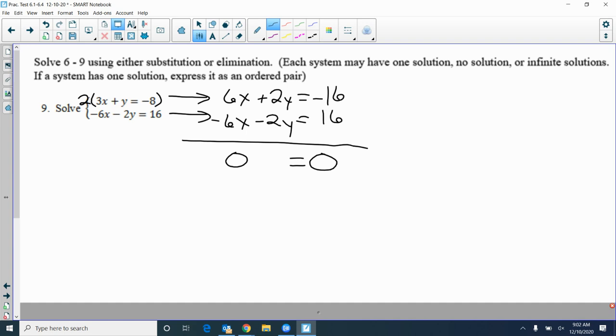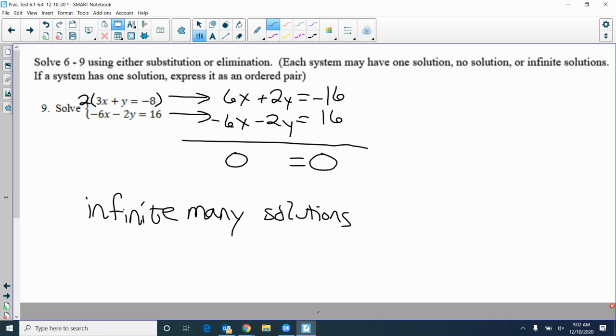So what does that mean? One solution. Infinite. Infinite solutions. So infinite, many solutions. All right, so if I graph those, or even if I solved them for y, you would see they would end up being the same line. Same slope, same y-intercept, same line. Okay?